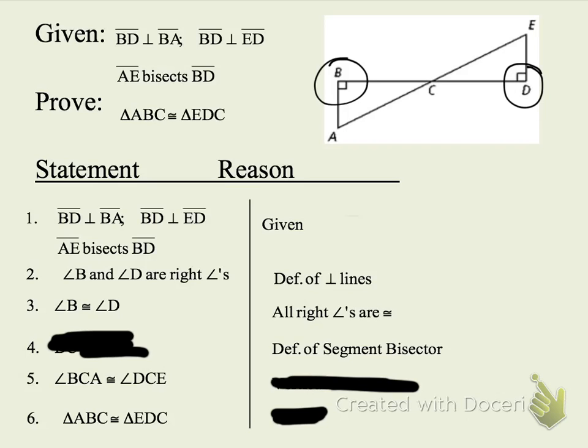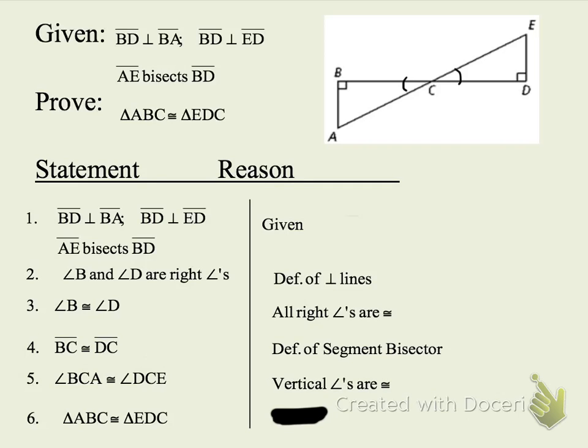Okay, by the definition of segment bisector, we can say that BC is then congruent to DC because of the segment being bisected. So the next part, we got angle BCA, so BCA being congruent to angle DCE. And those are vertical angles. They sit across from each other, so they should be congruent, because vertical angles are congruent.